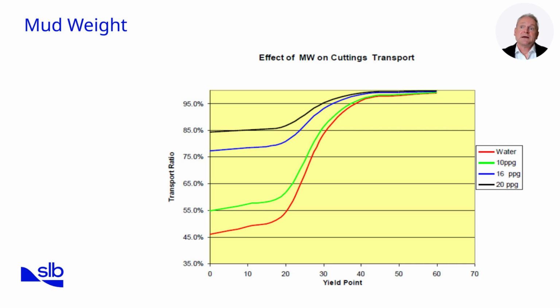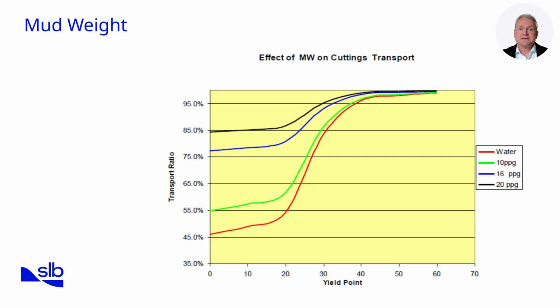The graph shown here is the relationship between yield point and transport ratio when comparing different mud weights. The transport ratio is the hole cleaning efficiency. The primary purpose of mud weight is to provide hydrostatic balance and prevent influxes. However, mud weight also influences cuttings transport indirectly. What we can see from the graph is the impact on cuttings slip velocity.